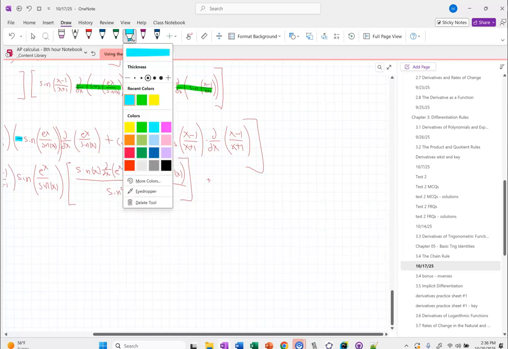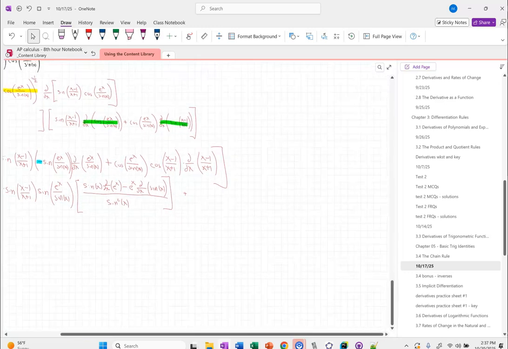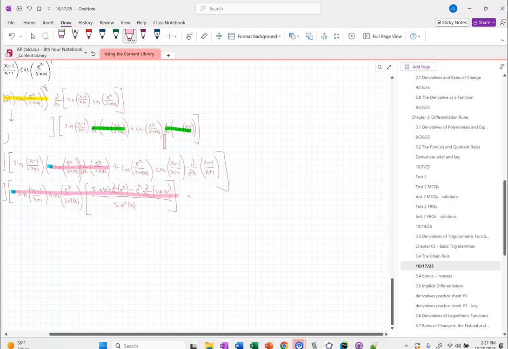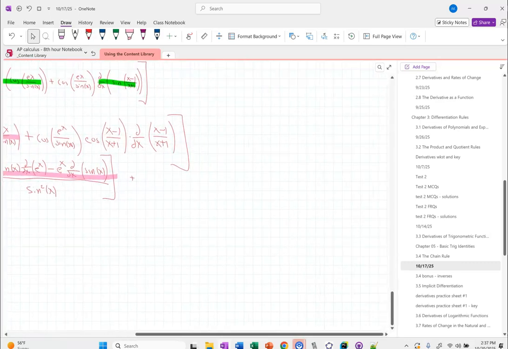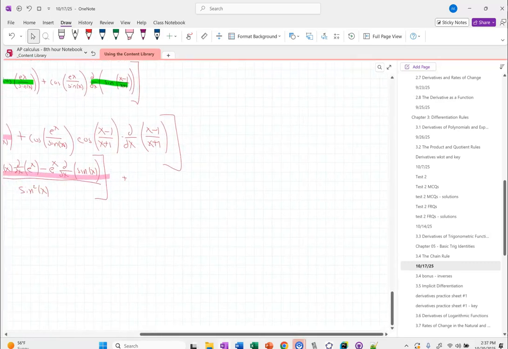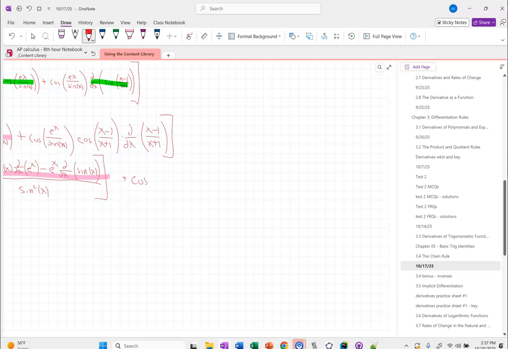So again, what we just did, that's that piece, right? Just trying to keep our place. Sometimes the hardest part about this is just the transcription, like keeping track of where we are in the problem.